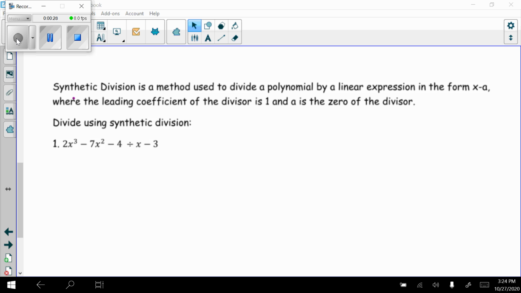It tells us that synthetic division is a method used to divide a polynomial by a linear expression in the form x minus a. You can only use synthetic division when you don't have an exponent higher than 1 on x. The leading coefficient of the divisor is 1, so you want it to be a 1x, and a is the 0 of the divisor. So example number 1, divide using synthetic division. For when it says 0, a is the 0 of the divisor.